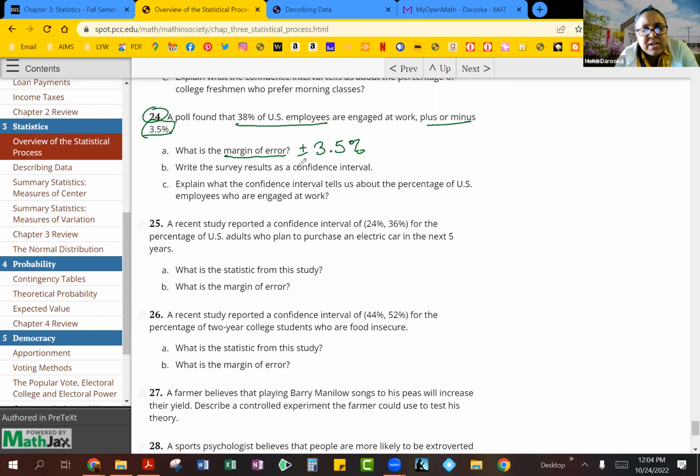So now they're asking you to write the results as a confidence interval. And remember, you write your confidence interval in parentheses, separating the two values using a comma. You write the smaller one first and then the larger one. So let me see what your notation for the margin of error will look like in the confidence interval.